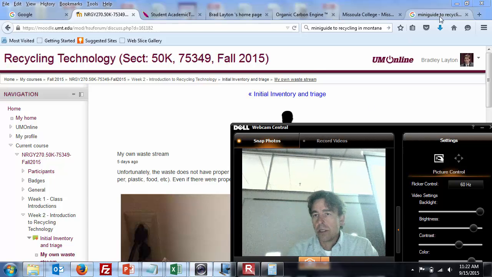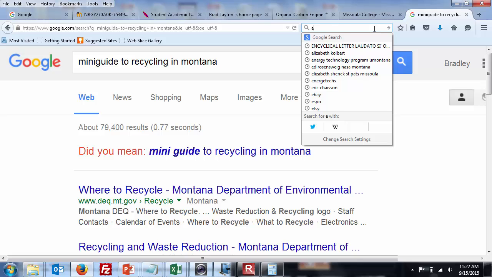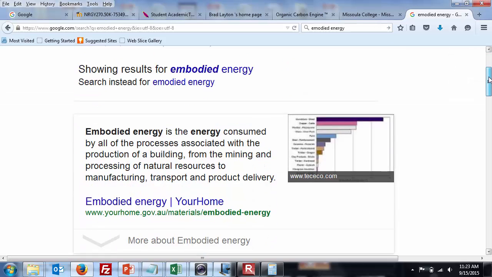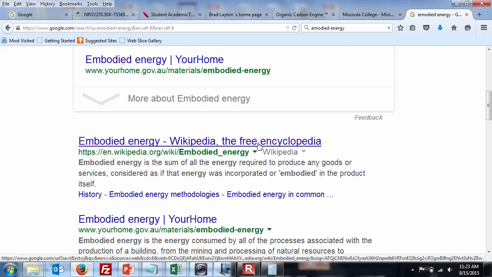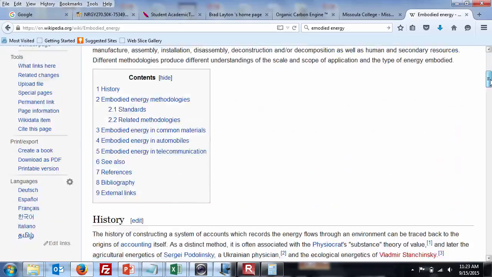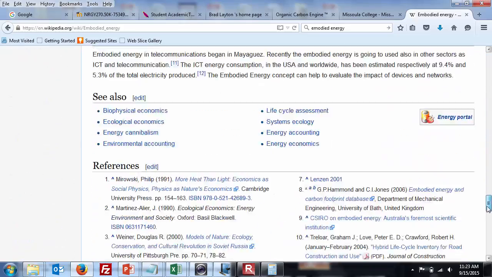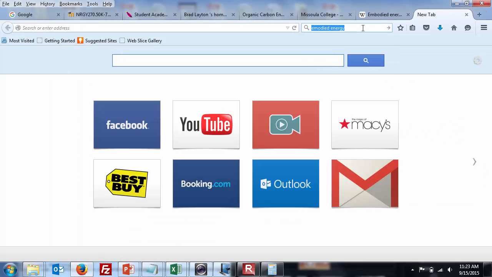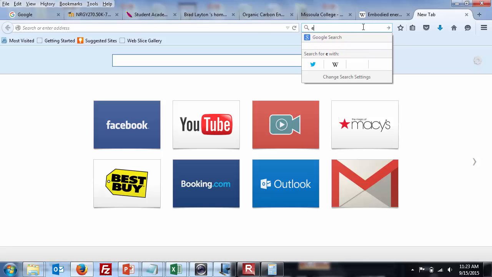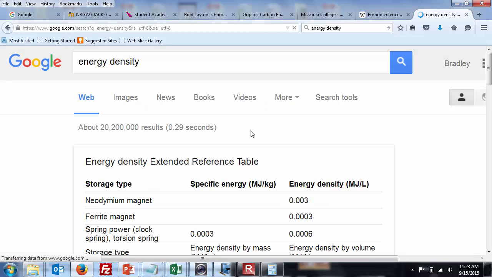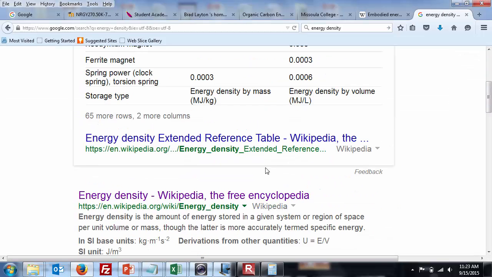Okay, so let's hop out. And the last time I looked at Wikipedia, there were actually some pretty good little figures. There is one. Oh, there's two. I'm going to start with energy density, and then go to embodied energy. So let's go to the wiki on energy density.